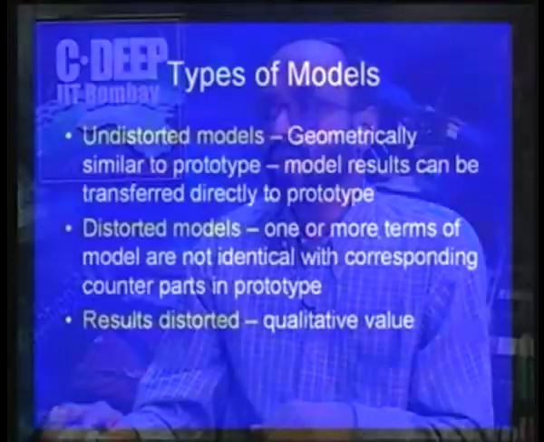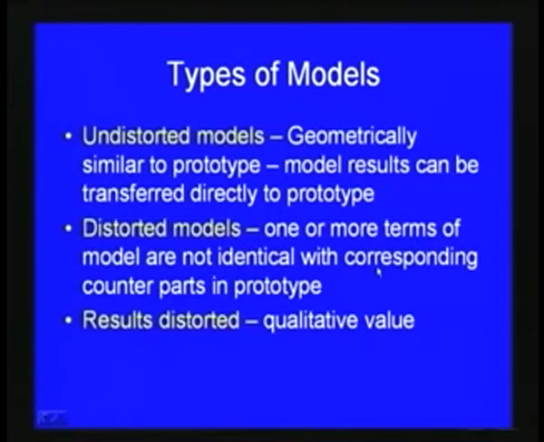So, there we use distorted models. Here one or more terms of the model are not identical with the corresponding counterparts in the prototype. These kinds of models are called distorted models. Actually, the results which we get will also be distorted.